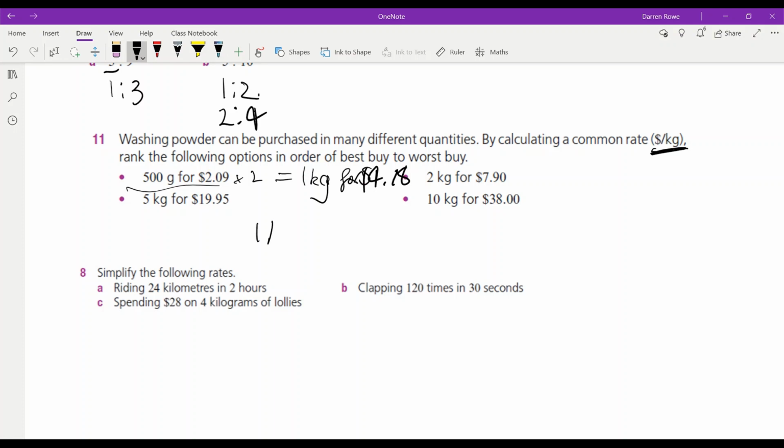Here is 19.95 for 5. That means you have to, and how do you get 5 to 1? You divide by 5, which means you divide that by 5. Which means the price would be $4.99 a kilo. Again, you can put that in your calculator if you need to.